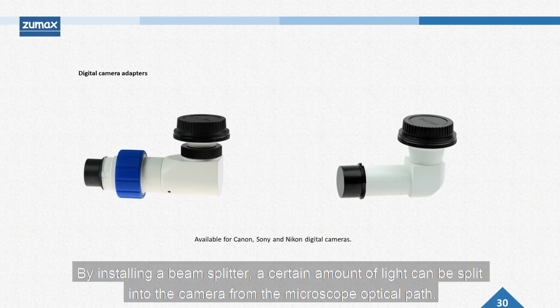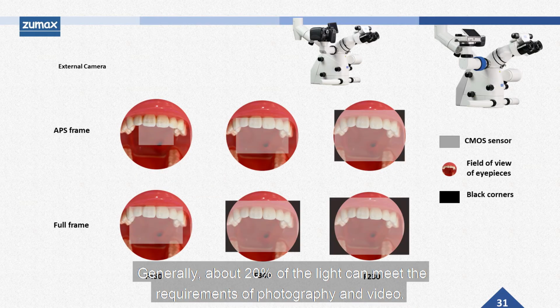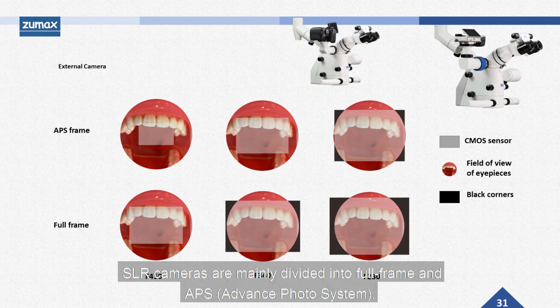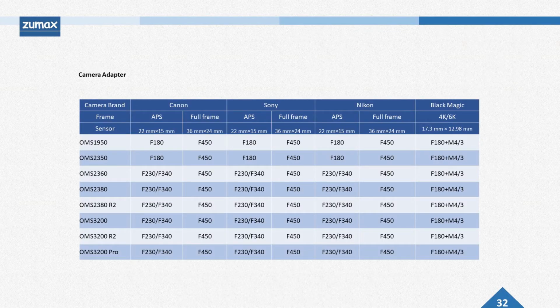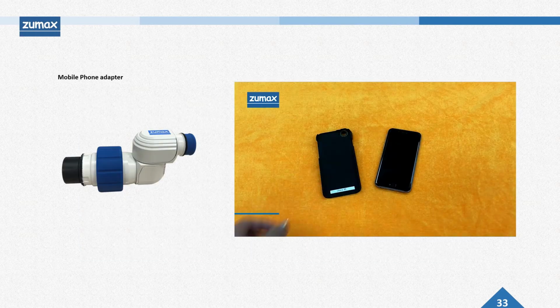Digital visualization. By installing a beam splitter, a certain amount of light can be split into the camera from the microscope optical path. Generally, about 20% of the light can meet the requirements of photography and video. SLR cameras are mainly divided into full frame and APS. We recommend using lighter and smaller mirrorless cameras, such as the Sony Alpha series.